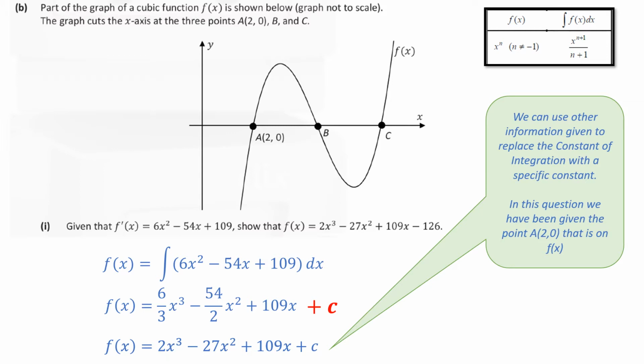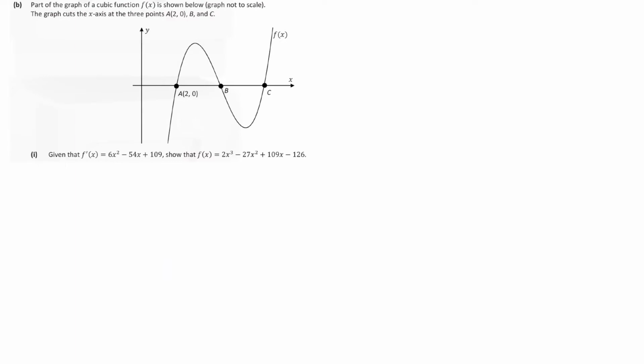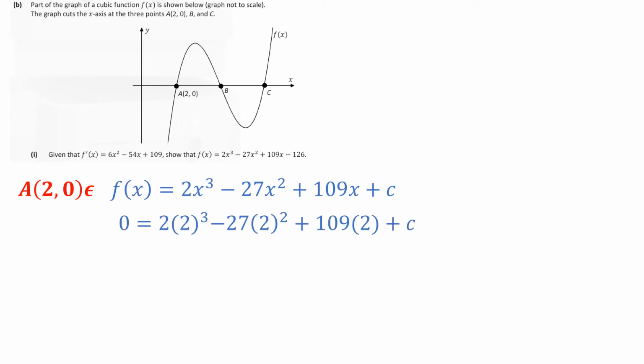So we're going to use that point 2, 0, 2 being the x value, 0 being the y value. Remember, f of x is another way to say y. We're going to sub it in. So here is what I have so far with my plus c. I know that the point 2, 0 is an element of that.